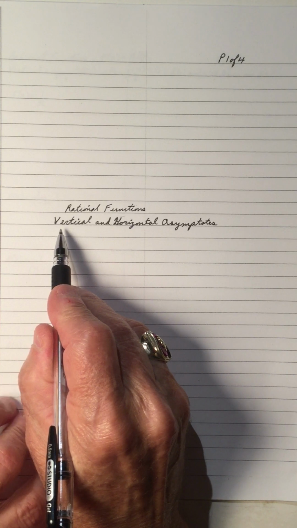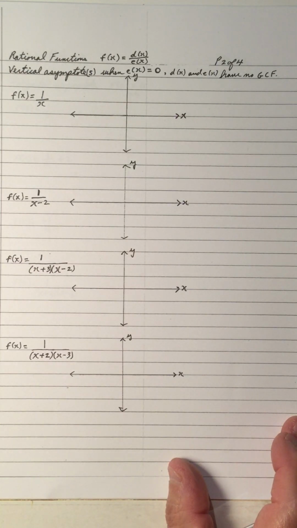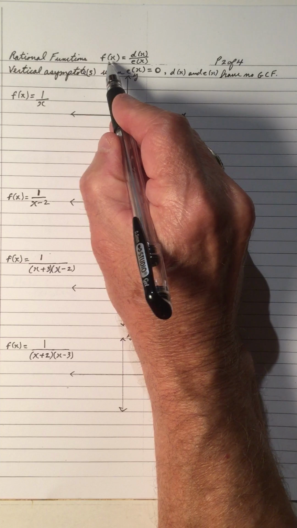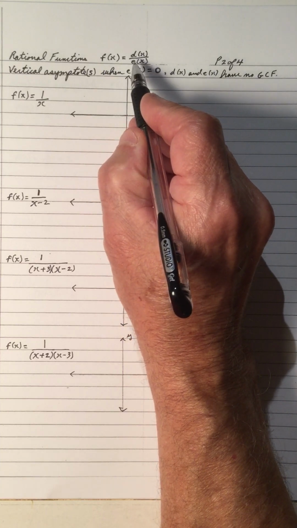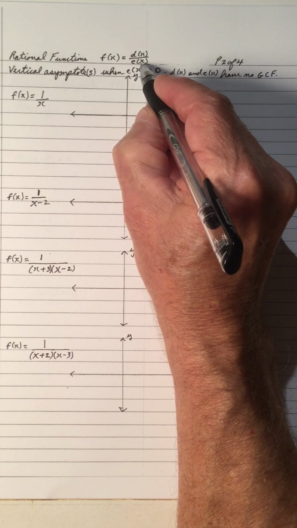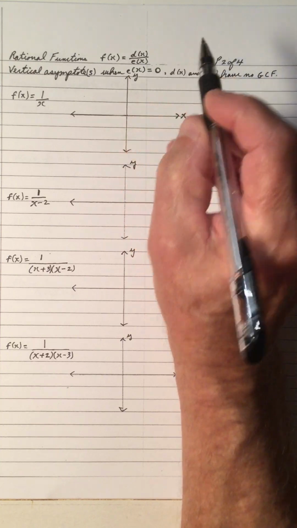Hi, welcome to my video on rational functions, and this one is going to deal with the vertical and the horizontal asymptotes of rational functions. A rational function is defined as f of x equals d of x over e of x, where d of x and e of x are polynomials and e of x is not a constant.